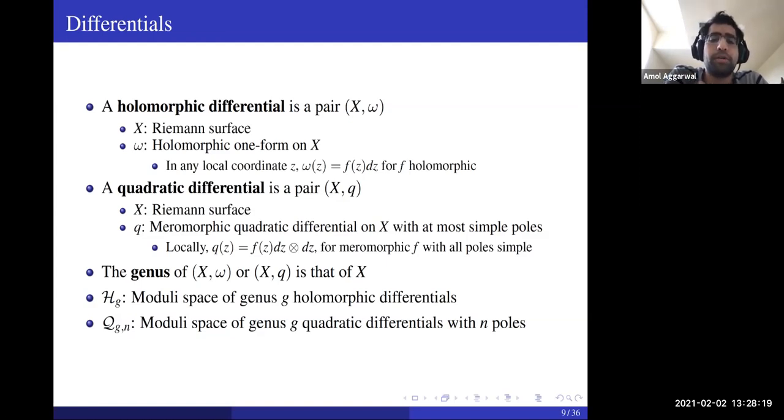And a quadratic differential is a pair (X, Q), where X is again a Riemann surface and Q is now a meromorphic quadratic differential on X with at most simple poles. So locally, Q looks like f(z) dz tensor dz, where f is a meromorphic function with at most simple poles. We'll call the genus of (X, omega) or (X, Q) that of X. And we'll let H(g) denote the moduli space of genus g holomorphic differentials, basically the set of all such pairs, and Q(g, n) the moduli space of genus g quadratic differentials with n poles.